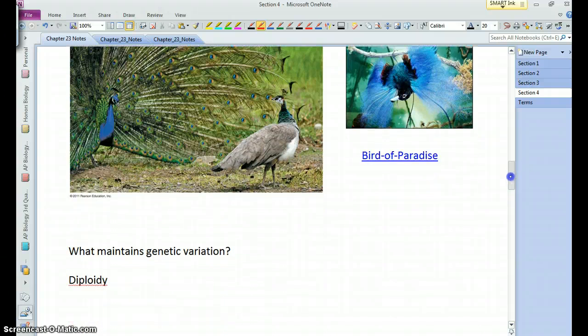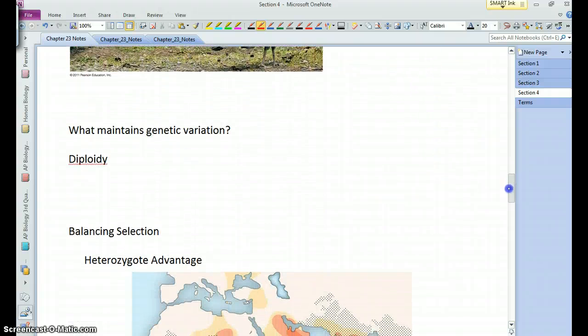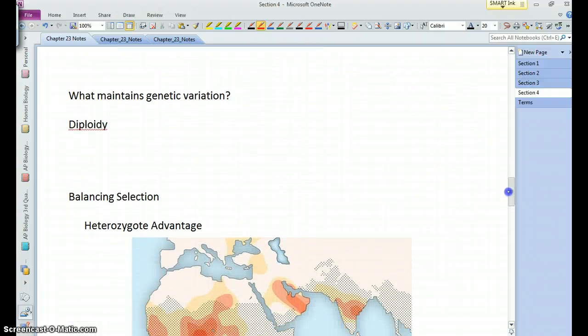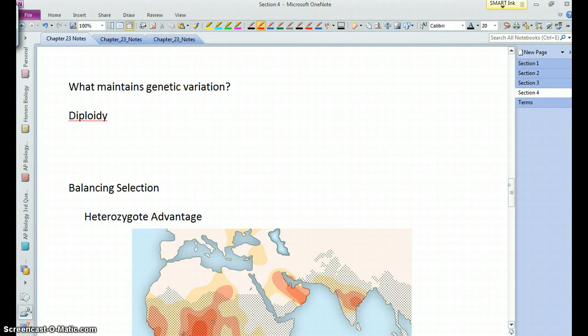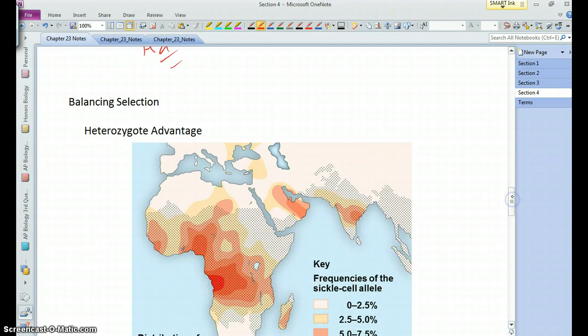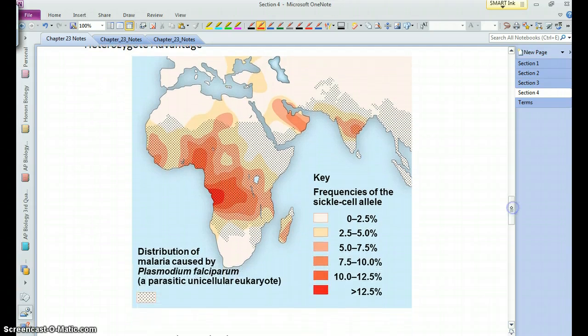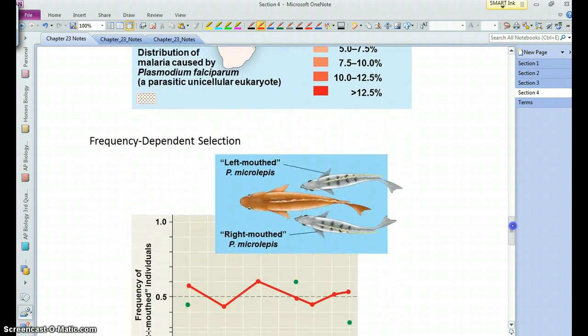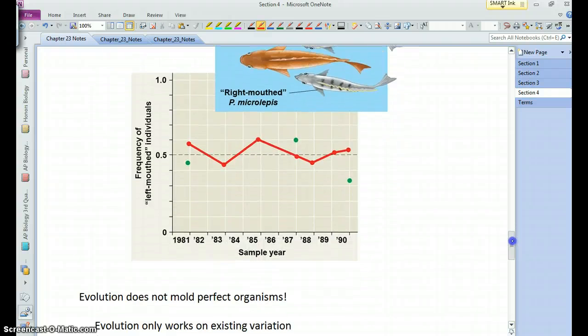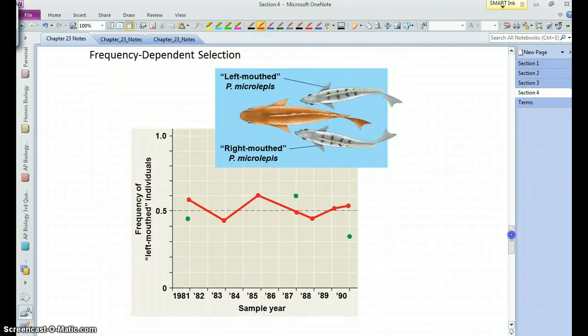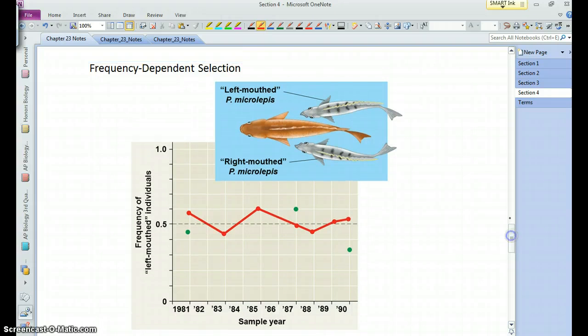Okay, we'll talk more about that in class, why that is perhaps. And there's lots of things that can help maintain diversity. Diploidy, again, can maintain recessives in a population that you won't see in a haploid population. Heterozygote advantage: certain times heterozygotes, like with sickle cell, are favored, and that can maintain alleles. And frequency-dependent selection, which we will talk about in class with this interesting example with these fish.